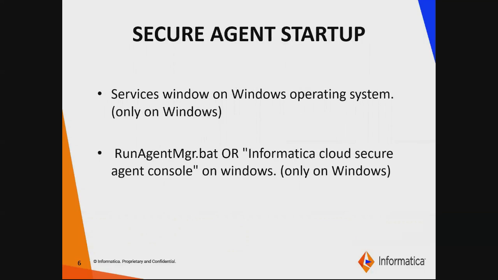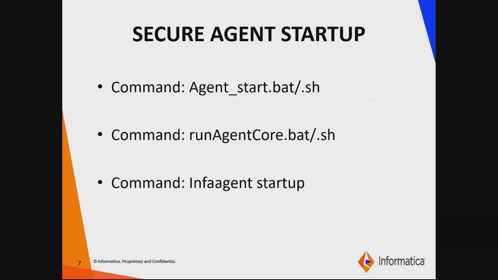Secure Agent startup can be done in various ways. In Windows, we have a Services window wherein we can go ahead and start your agent. We always recommend users to use an admin user to start the agent, since the admin user is needed for updating certain registry access, which in turn helps us avoid issues during runtime of your tasks. We can also start the agent using runAgentManager.bat, which is in Windows. We can also use agent_start.bat in Windows, and .sh in Linux. We can use infaagent startup, which is a basic command run by most users in Linux.